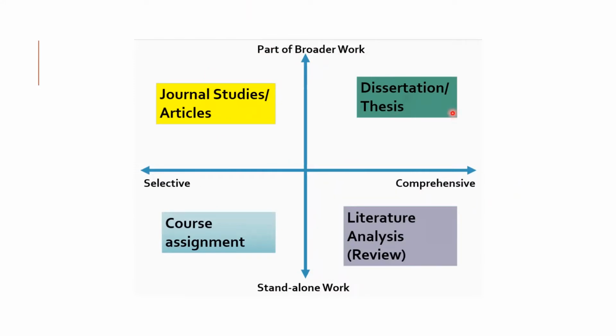And if you talk about a dissertation, it will also be part of a bigger work, but it will be comprehensive, not selective. If you have a course assignment or you want to do a literature review, it should be a standalone work, not part of a very big work. The literature needs to be comprehensive, but for a course assignment you need to be selective. So this is the differentiation between the journal, the dissertation, and the literature review: comprehensive versus selective, or standalone work.